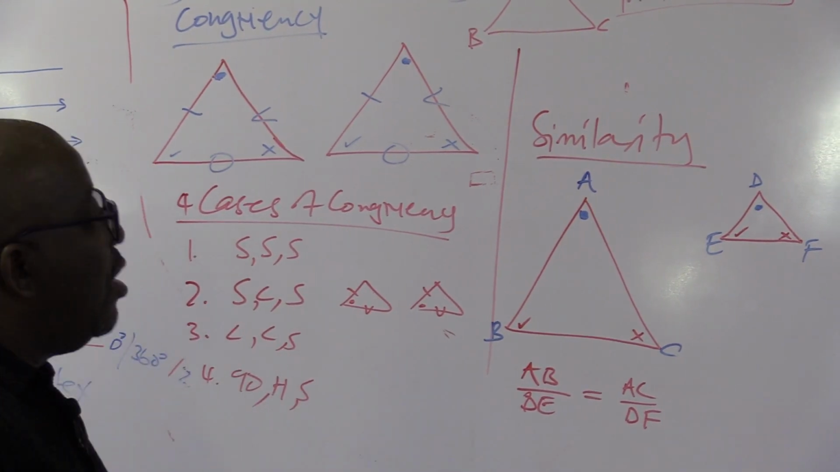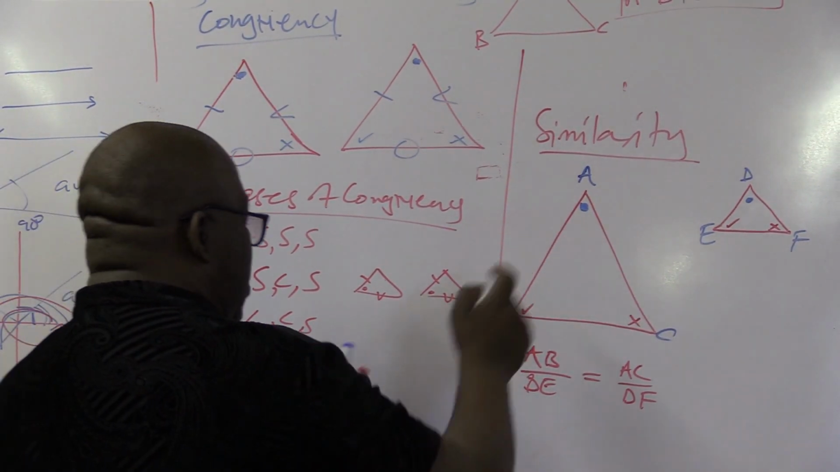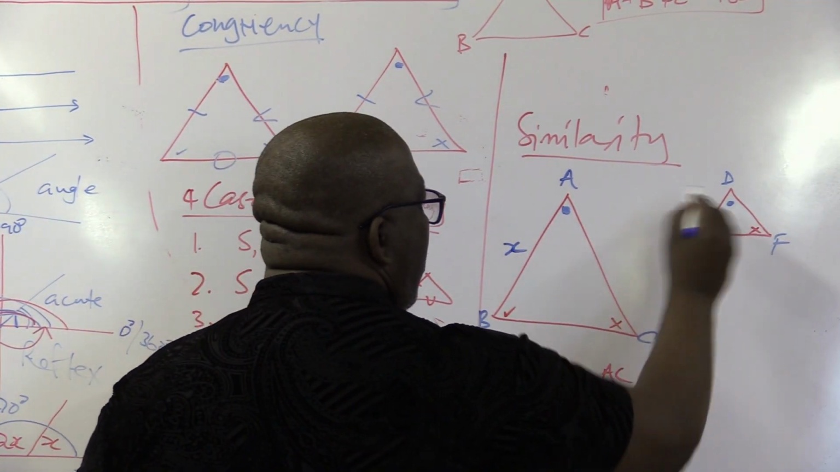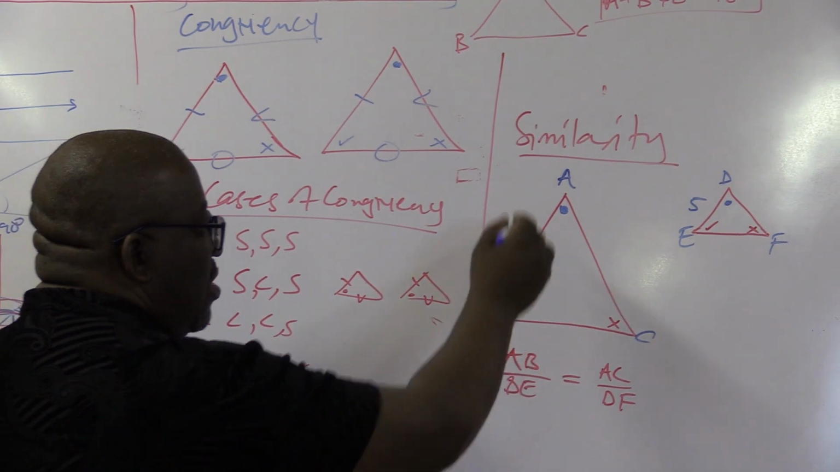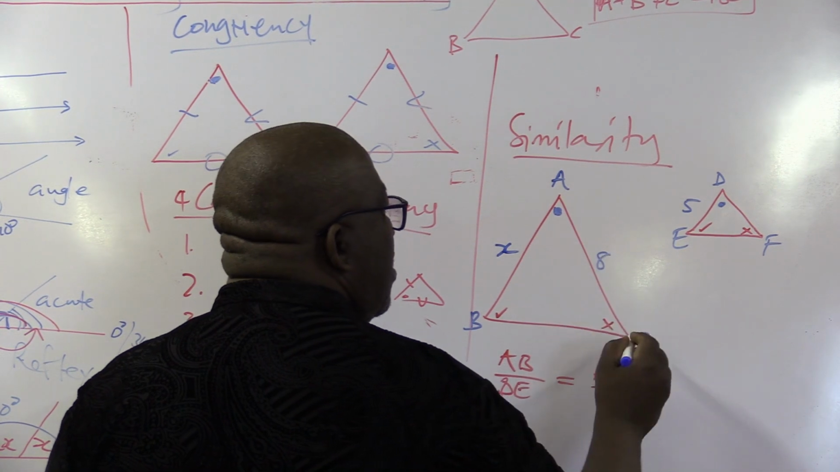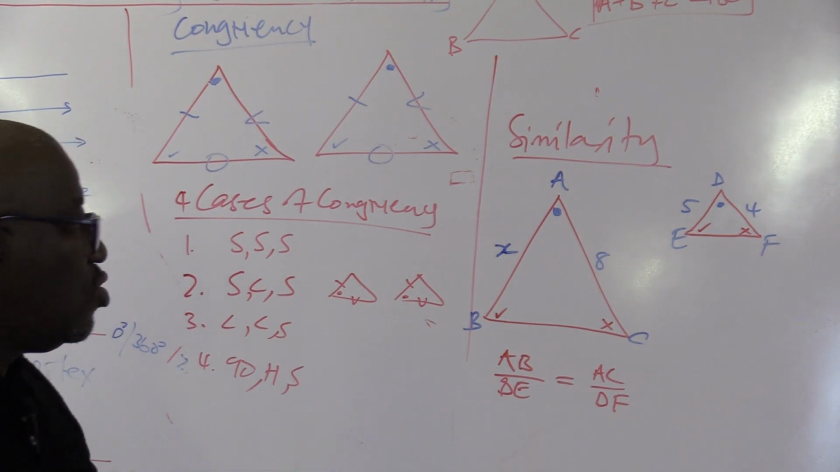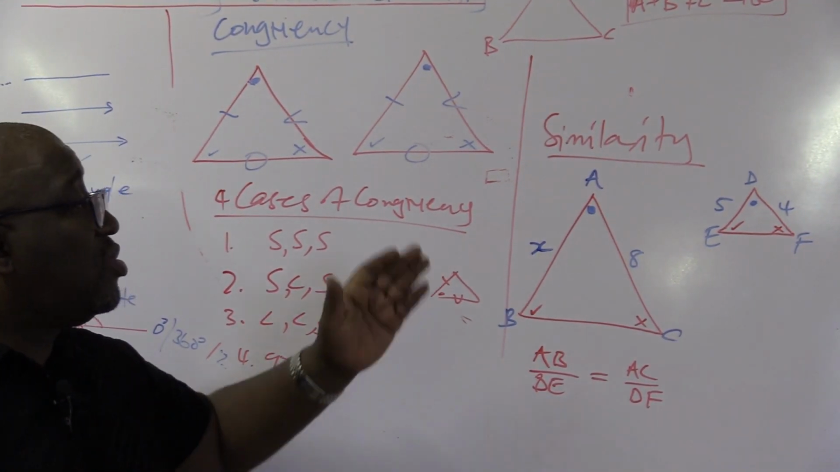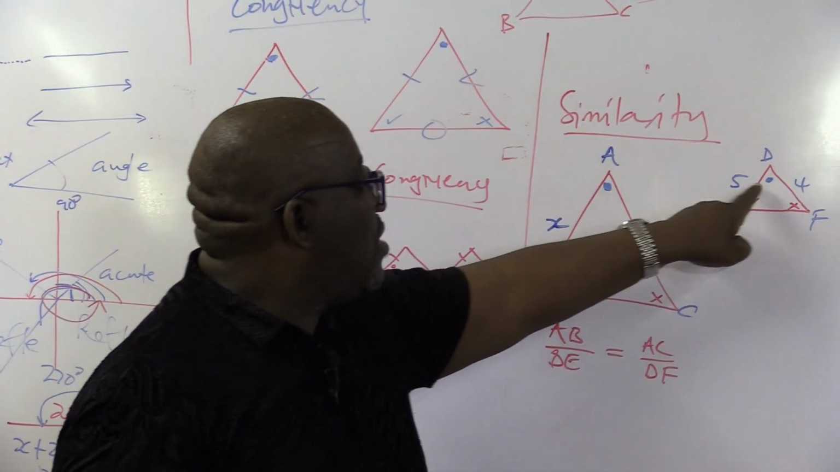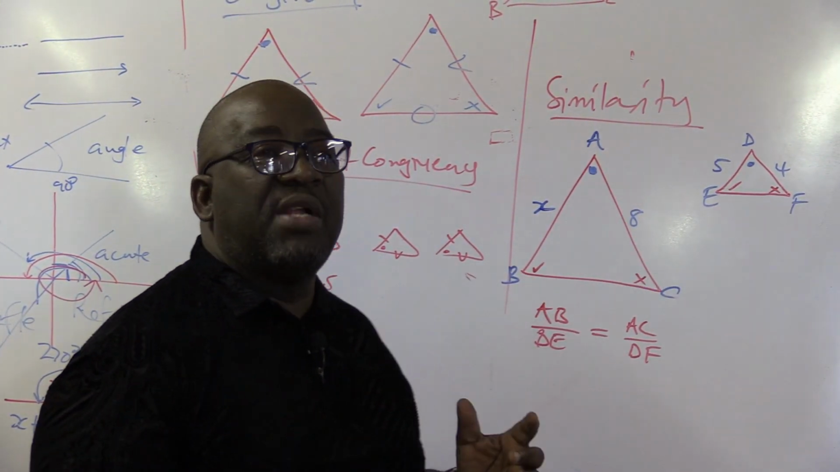Let's make an example. If these two triangles are similar, and we don't know the value of this side, let's call it x. Let's call this one 5 units, this one 8 units, and the one that corresponds with it, 4 units. What do you do when you've got a scenario like this and you are told that these two triangles are similar? At times you need to prove that they are similar by showing that this is equal to that and this is equal to that, then conclude that the two triangles are similar.